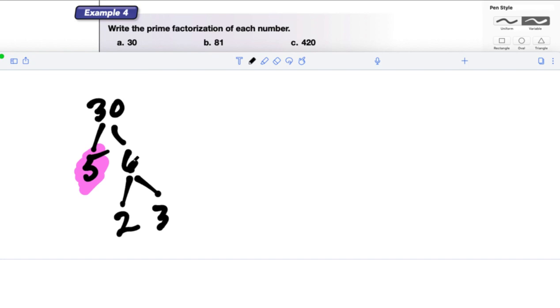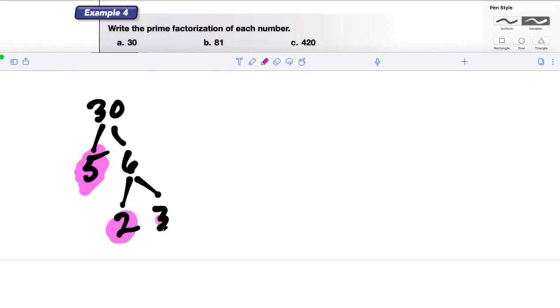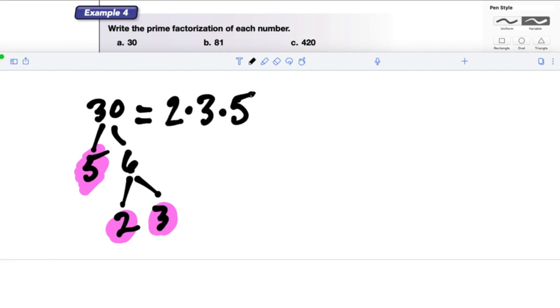So when I break down 6 as 2 times 3, and I know that 2 and 3 are prime, I know I'm done. So the prime factorization of 30 is equal to this. I'm going to go from least to greatest number, multiplying 2 times 3 times 5 gives me 30. So that's the prime factorization of 30. Let's try 81. So if I break down 81 into two numbers, you know I like 9 and 9. That makes me feel good.